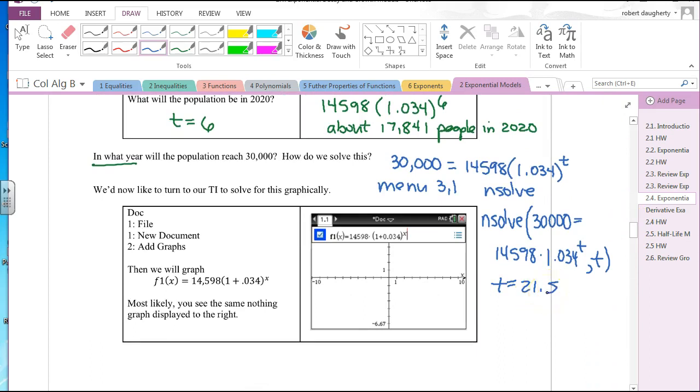What was the question? In what year? So I need to add this to what value? My model started in what year? 2014. If I add 21.5, that is 2035. What year is that? It's the year 2035.